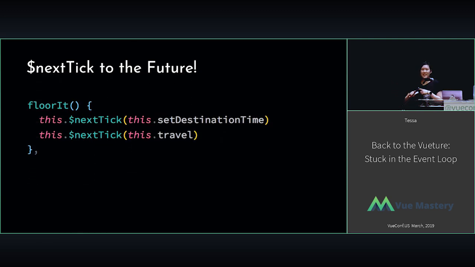So if we call $nextTick twice, once with the set destination time and once with the travel method, then I predict that we should see the destination time update first, and then the last departed and present time should update next.